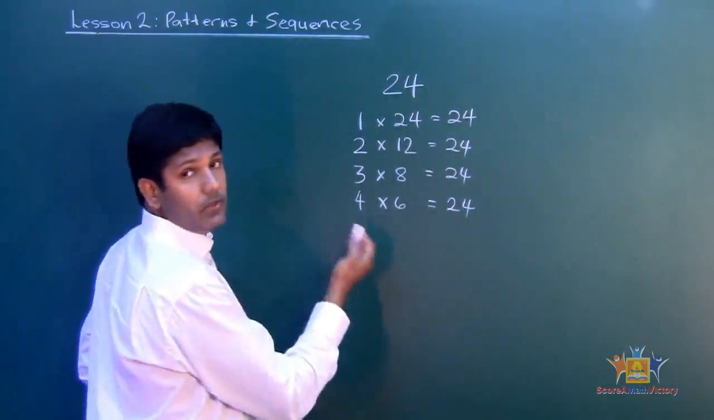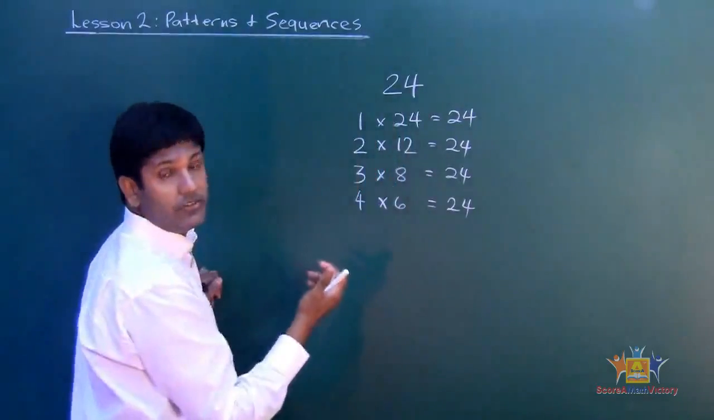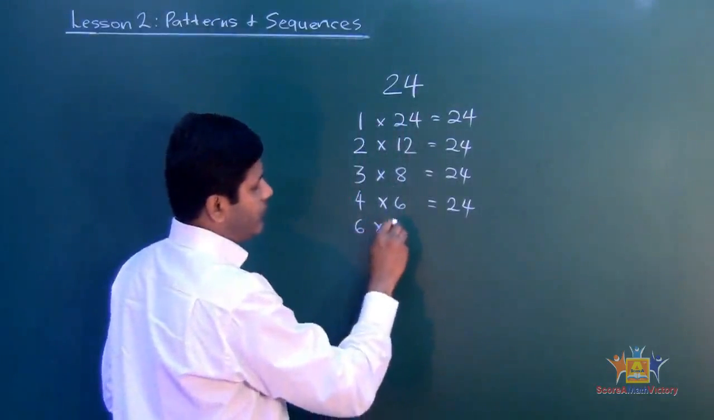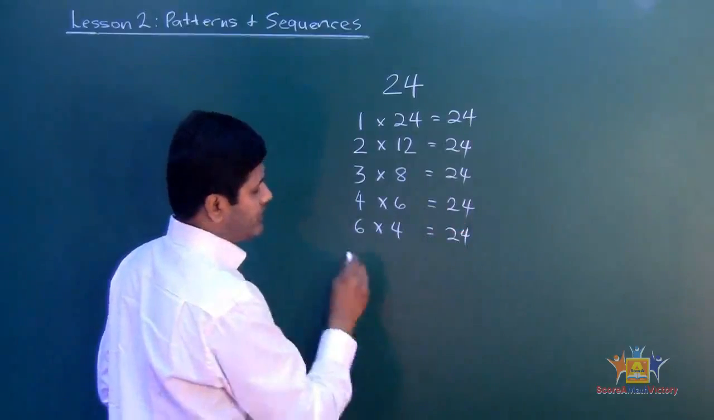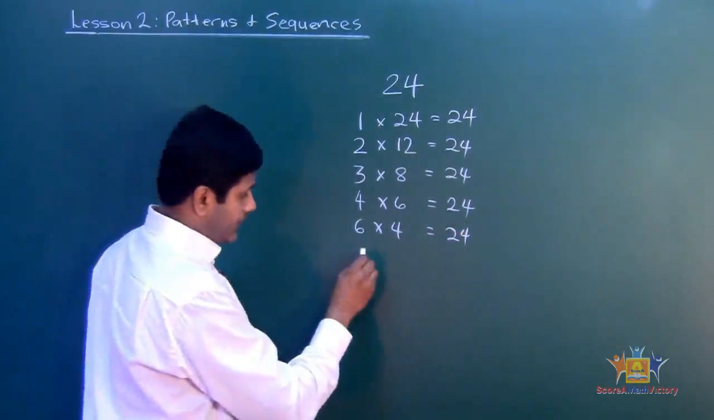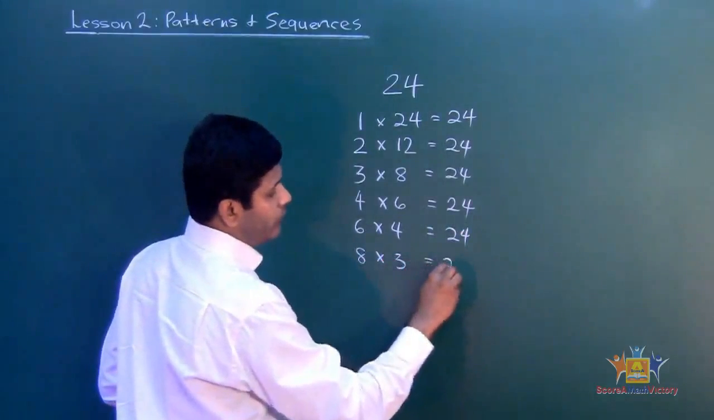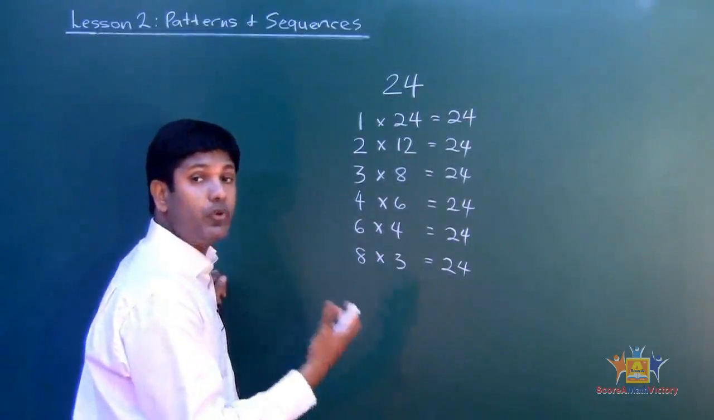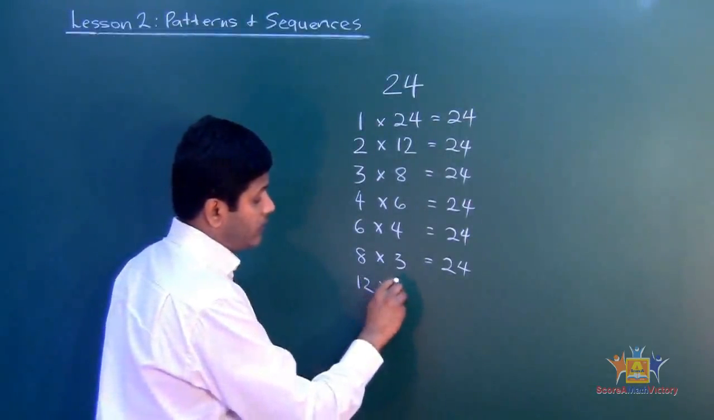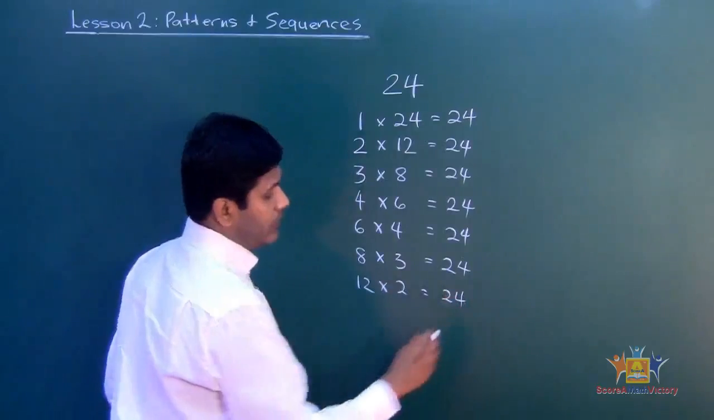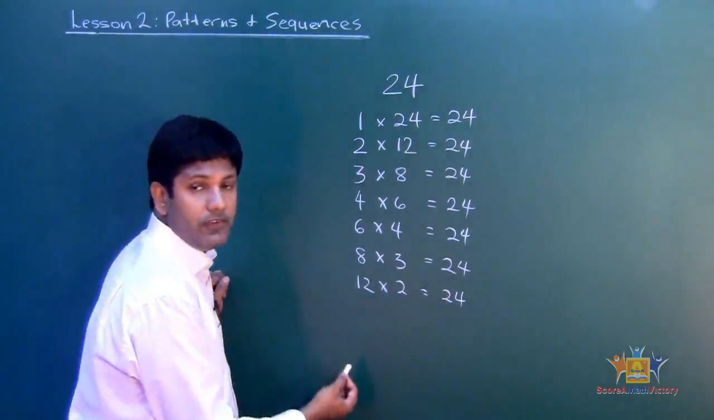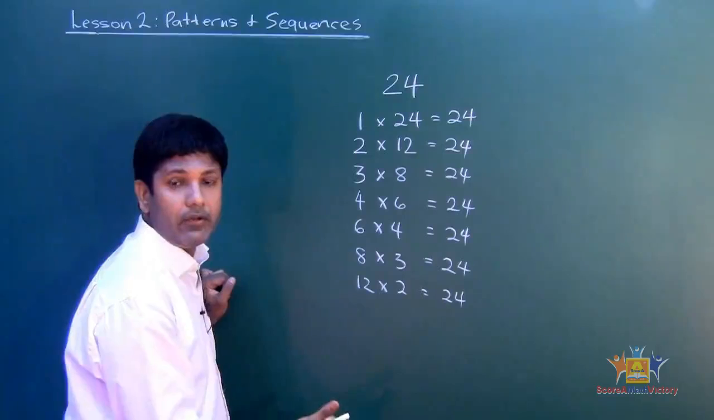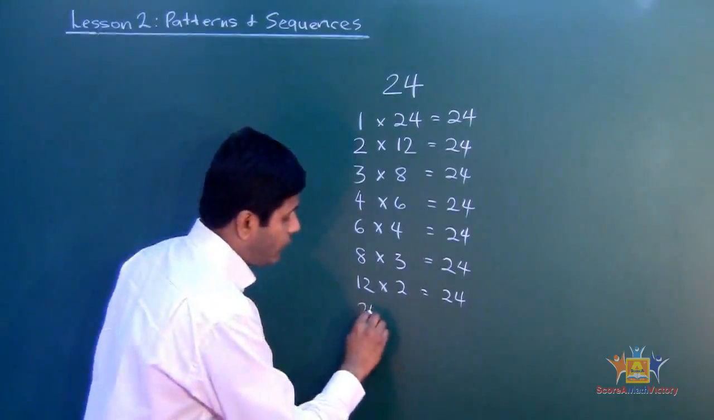What about 5? No, there is no number, because the last digit is not 5 or 0. That means 5 cannot do it. How about 6? Yes, because 6 times 4 is 24. How about 7? I can't. How about 8? Yes, 8 times 3 is 24. How about 9? I cannot. 10? I cannot. 11? I cannot. How about 12? Yes, because 12 times 2 is 24. And then 13, 14, 15, 16, 17, 18, 19, 20, 21, 22, 23, I cannot.